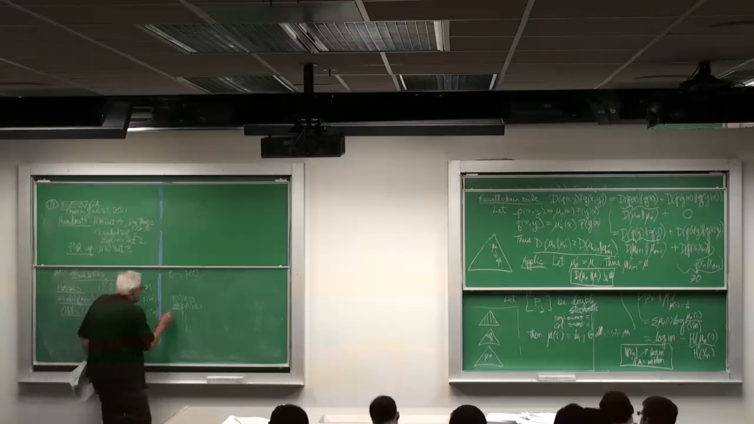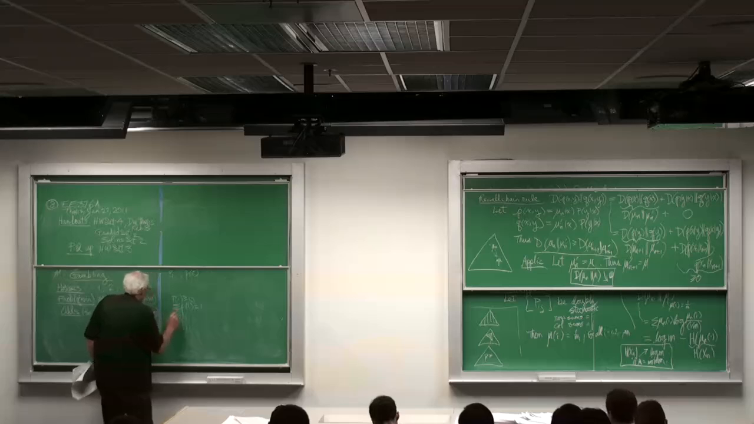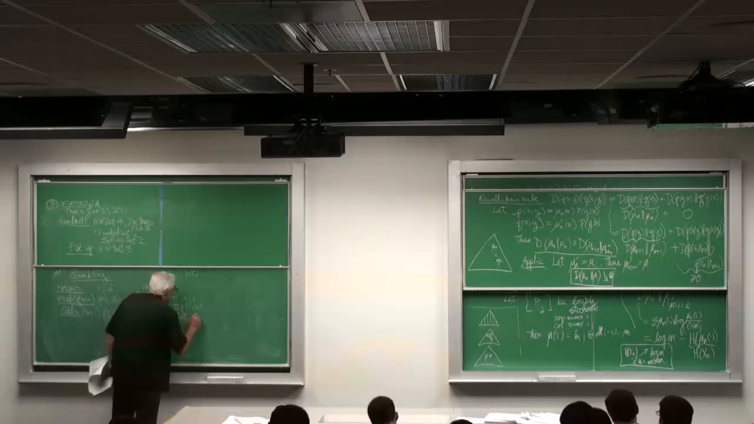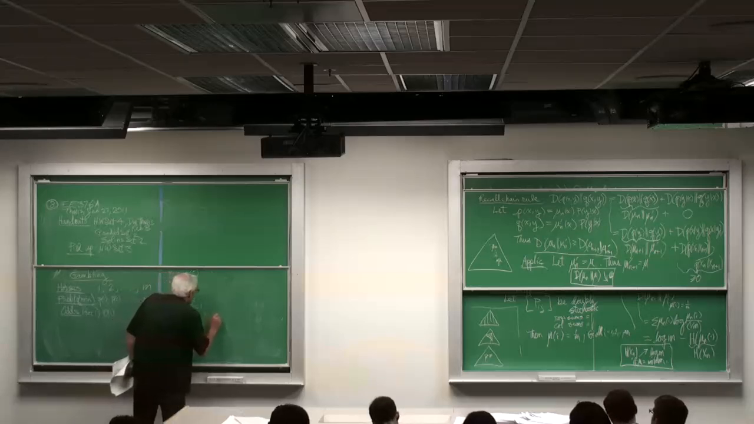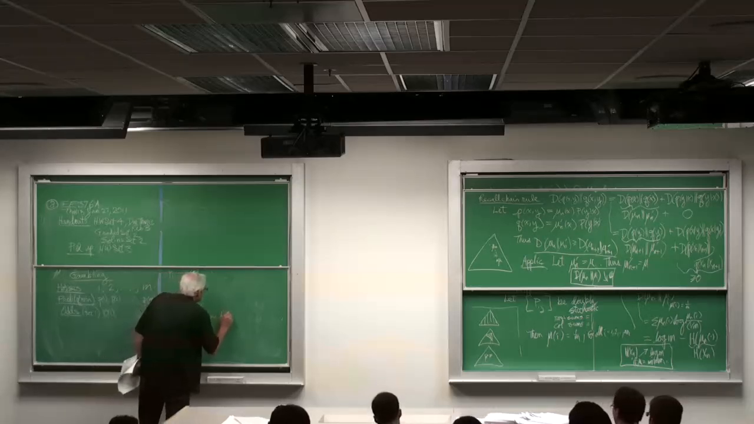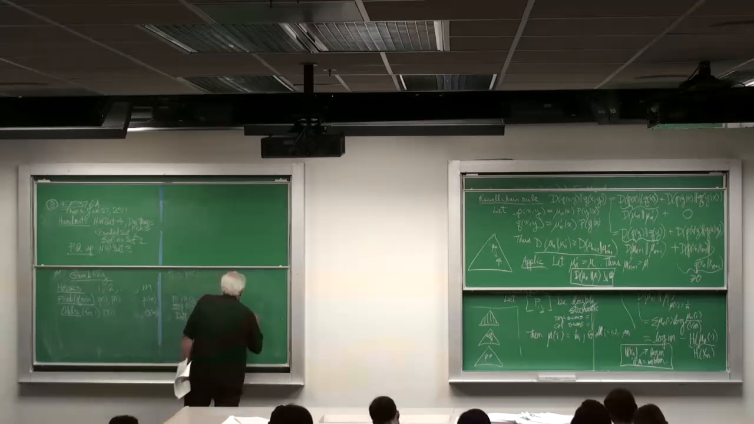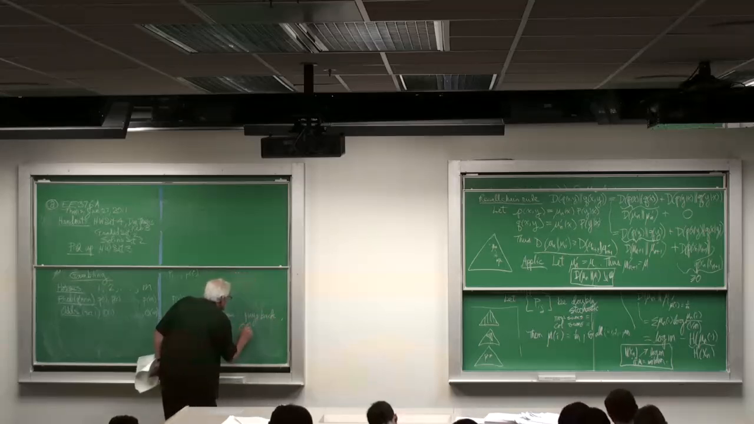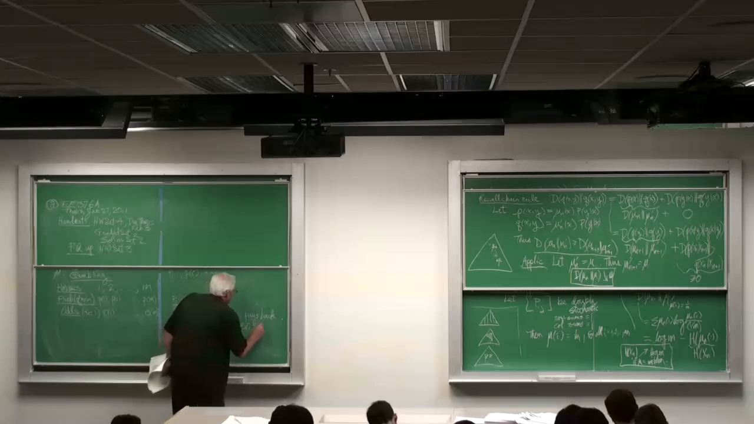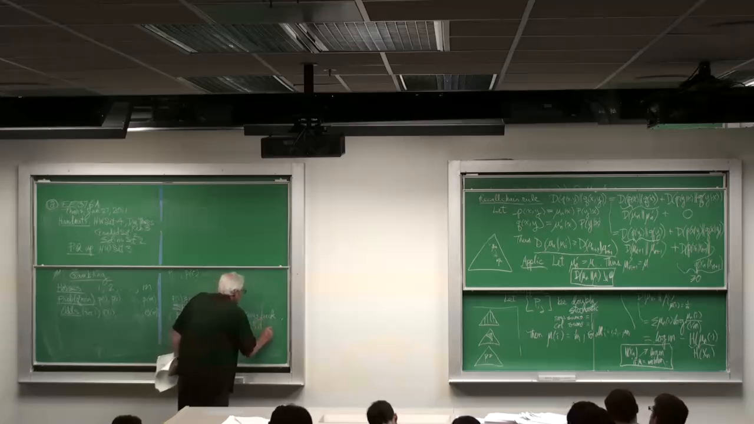And here the interpretation is a bet of 1 on horse I pays back O of I if horse I wins.